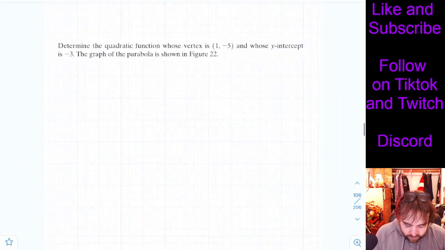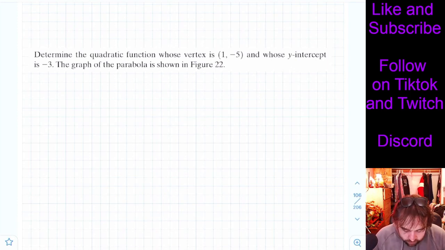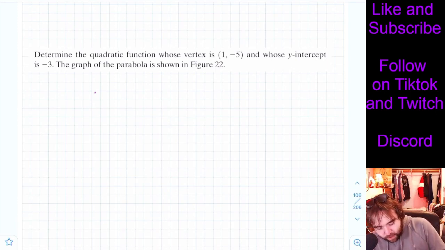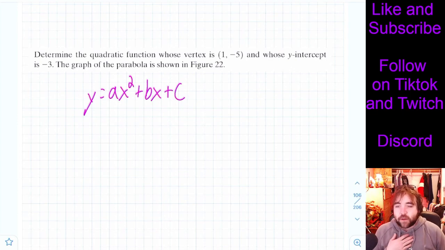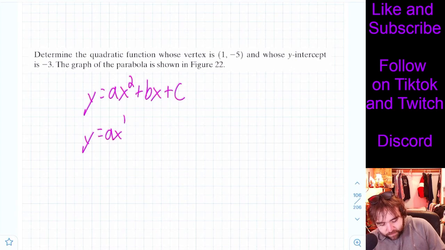So now we start writing equations. So let's see what we can do based off what we've talked about already. So determine the quadratic function whose vertex is 1, -5, and whose y-intercept is -3. Okay, well, y-intercept of -3, that definitely helps, right? So we know that our equation looks something like this. We'll start off, this is our quadratic equation, just a base quadratic equation. We just got to find the numbers to put in. But if we know that the y-intercept is -3, we know that's this number, right? So we know we have something like this, -3.